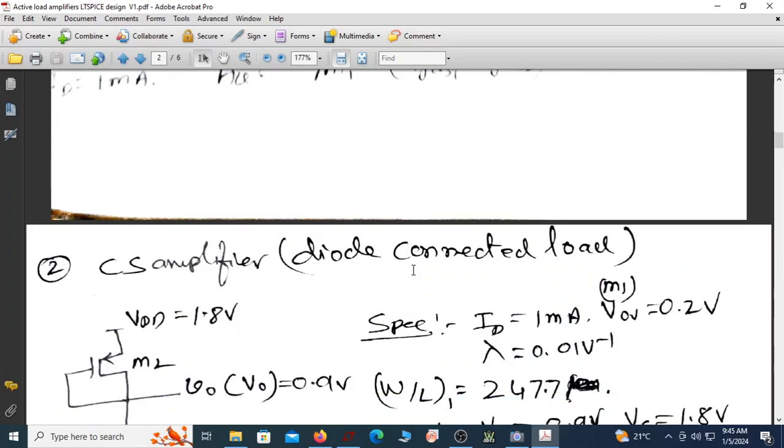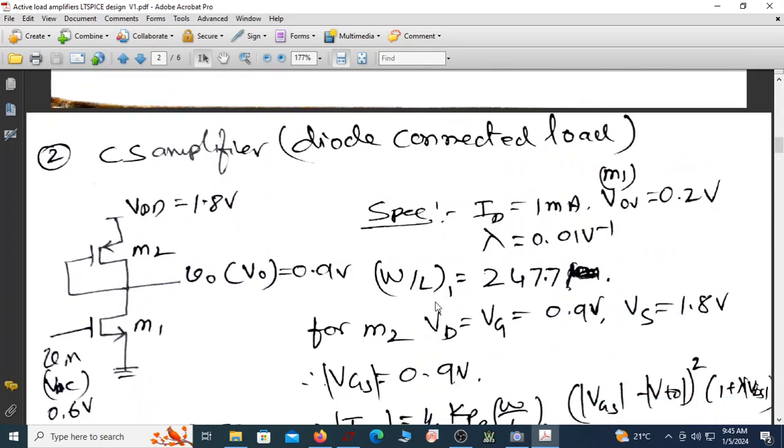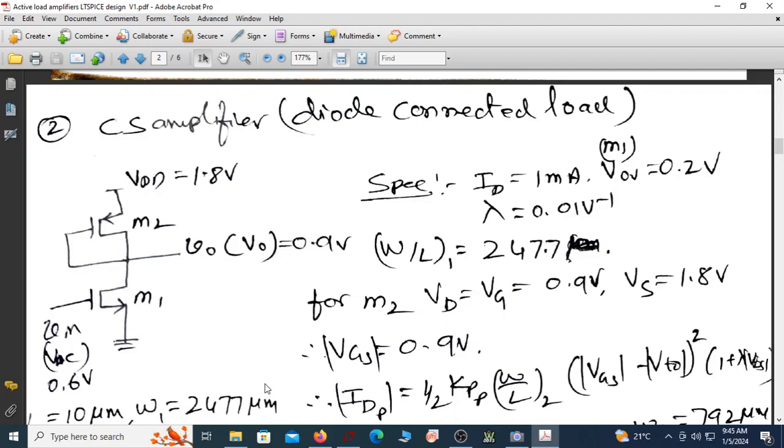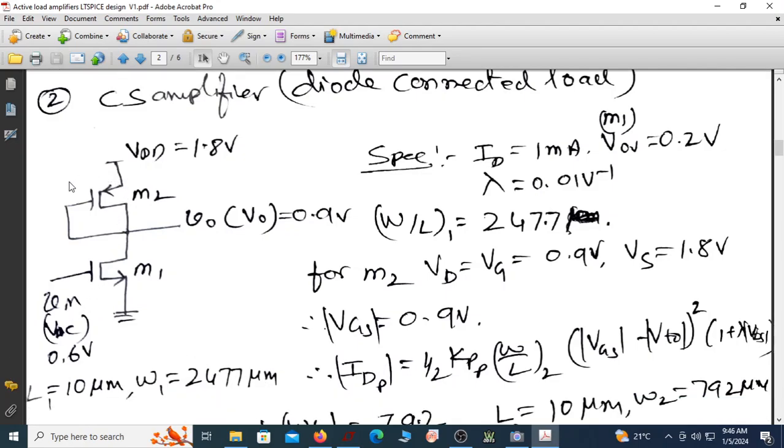I want you people to have a look at this design carefully. Now the load is a diode connected PMOS transistor. I know that for a diode connected PMOS transistor, the resistance looking into the drain will be 1 over gm2 parallel with r02, which is approximately equal to 1 over gm2. Now look at the design part of it, since we are assuming the same idea of 1 milliampere, VOV of 200 millivolt and lambda of 0.01.